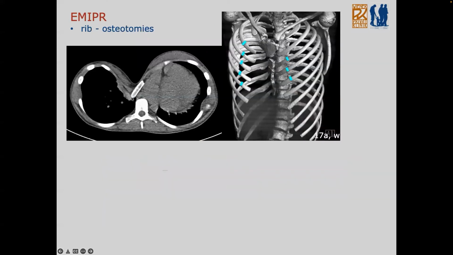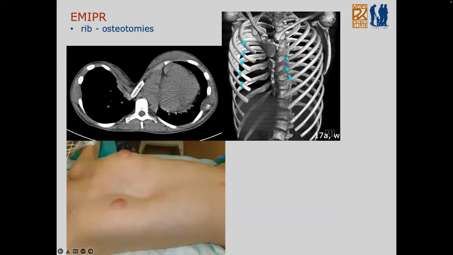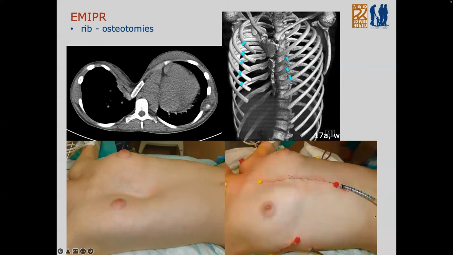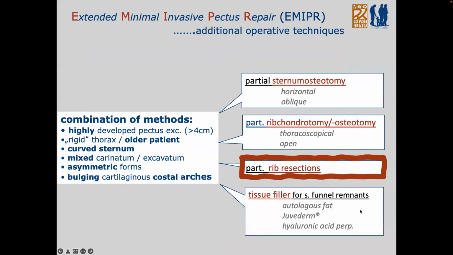The edge of the sternum of the funnel reaches the spine. It's a severe malformation. And here the rib osteotomy sites are marked by cyan lines. So the rib ends are inwarded, decreased from the surface, and here an osteotomy of the ribs has to be done. This is before the operation, and this is after the operation.